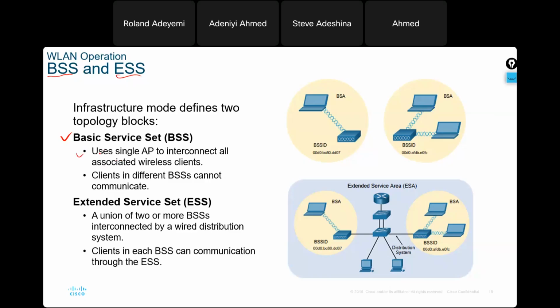Okay, let me just read this. Uses single AP to interconnect all associated wireless clients. Clients in different BSS cannot communicate. Okay, let me put it to you.